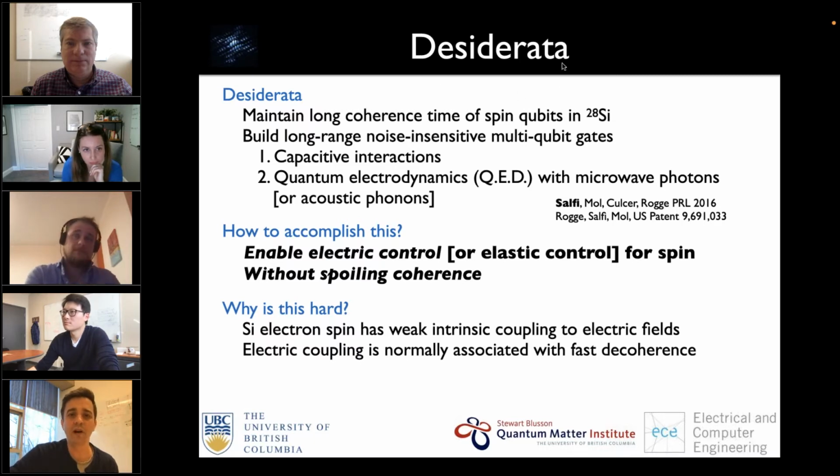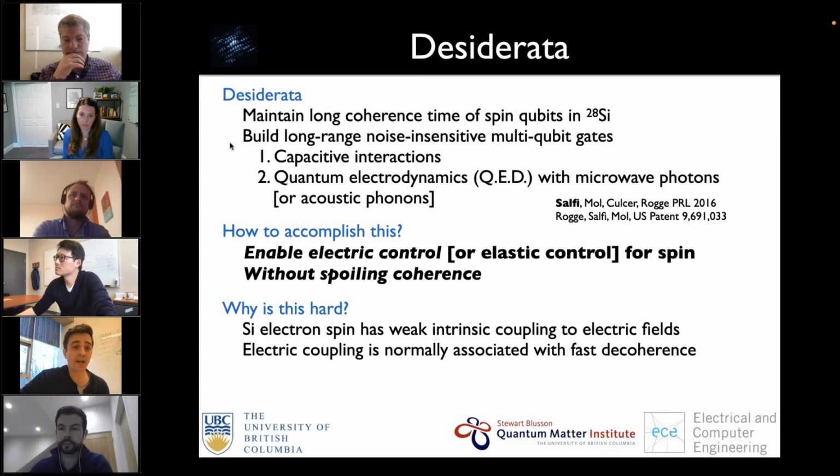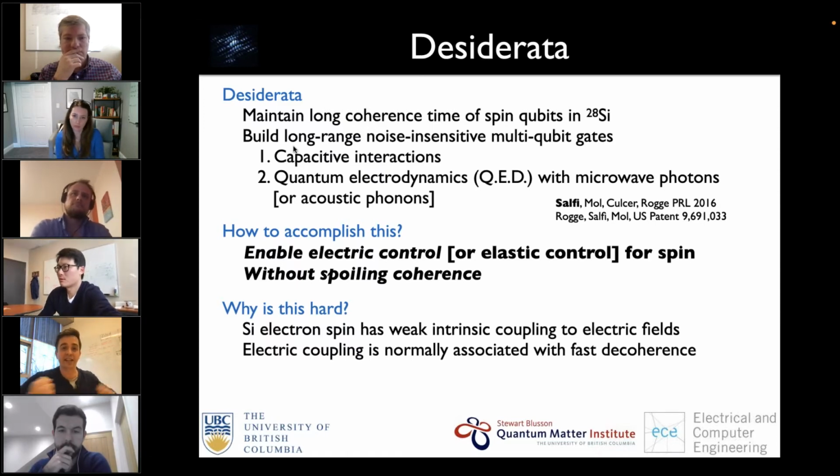So let me tell you about the work in the roadmap on acceptor qubits. What do we want to have in a single atom qubit? Definitely we want to maintain the long coherence time that allows us to minimize errors. But there's a lot of work today on single atom qubits in terms of building a long range but noise insensitive way to connect qubits together. And there are a few different types of ways to do that.